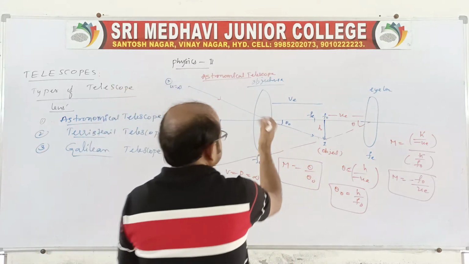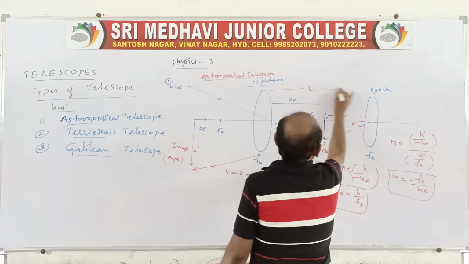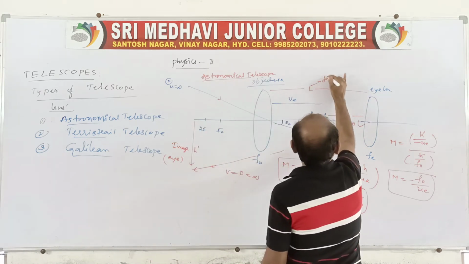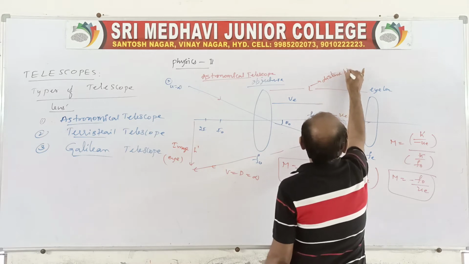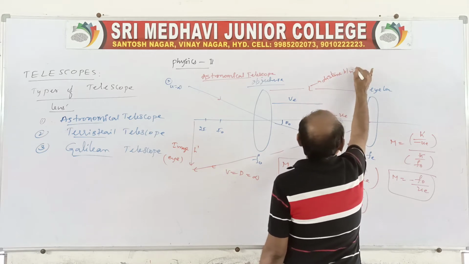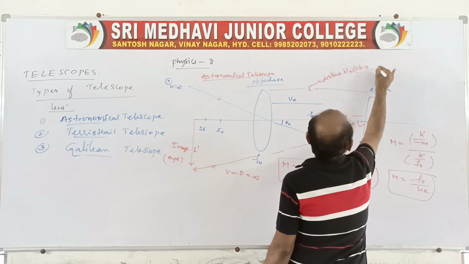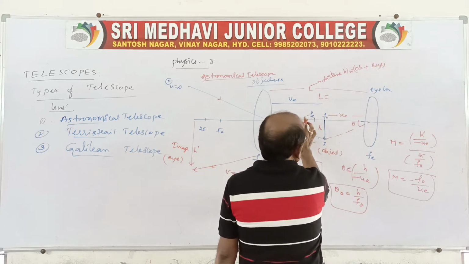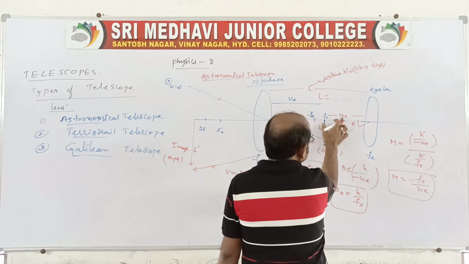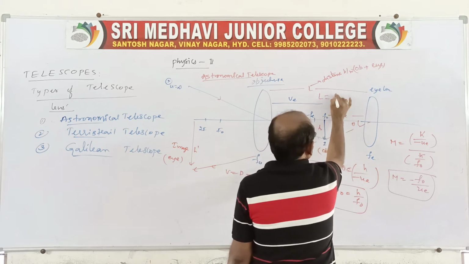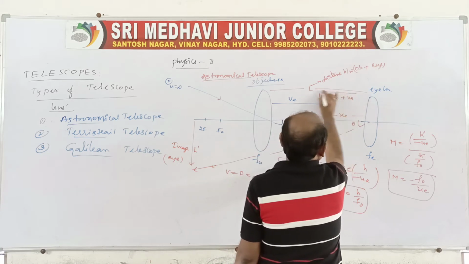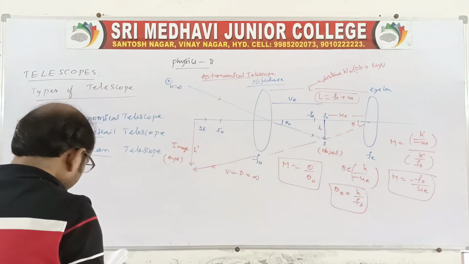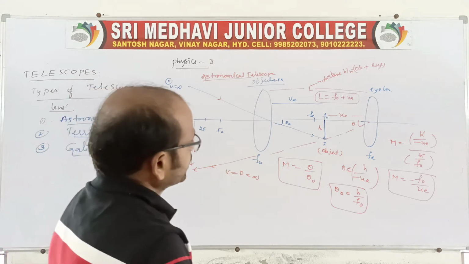Sir, what is the distance between the two lenses? Of course, L is nothing but the distance between the two lenses, that is, the objective lens and the eye lens. Capital L is nothing but ve plus ue, or else you can write f naught plus ue. This is the distance between the two lenses. It is f naught plus ue.